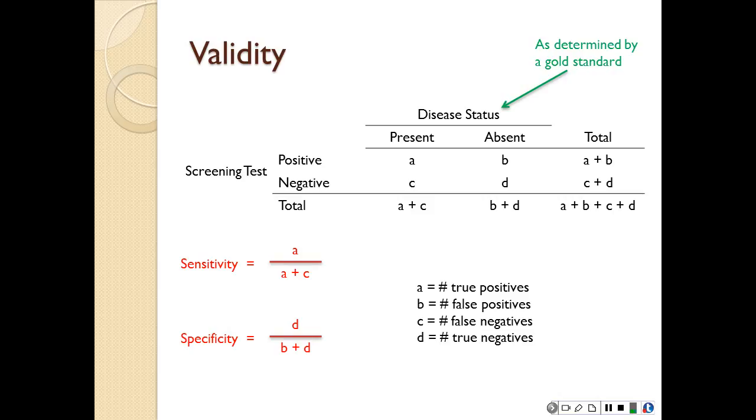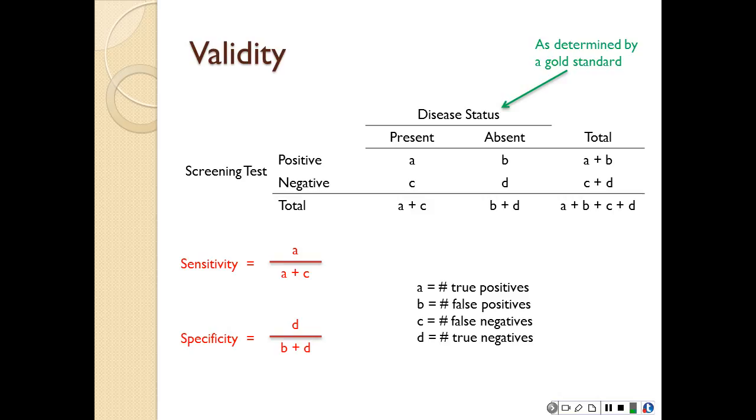But so we can break this up, and we have the people that truly have the disease based on the gold standard and that tested positive. These are our true positives. They truly have the disease and they tested positive with our screening test. Then we have the people that truly have the disease based on the gold standard but tested negative. Our screening test did not pick them up. We have the people that truly do not have the disease but that tested positive. These are the false positives. Sorry, these were the false negatives. And then we have the people that truly do not have the disease and that tested negative, the true negatives. Right? Does that make sense?